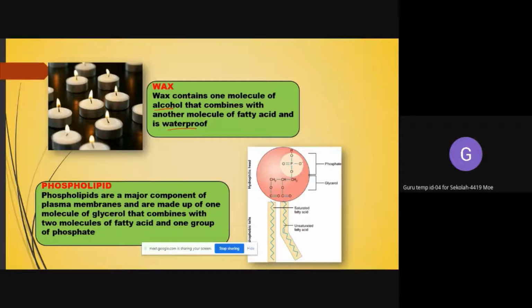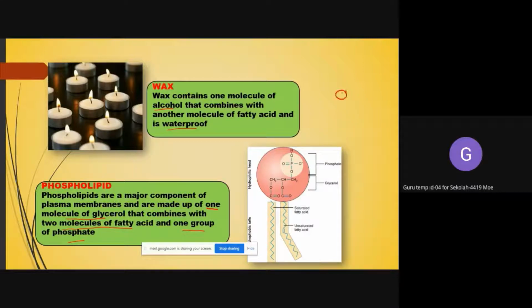Next, phospholipid. Saya harap kamu masih ingat phospholipid ni kita dah belajar waktu chapter 3. Phospholipid ada dalam plasma membrane. So, phospholipids are a major component of plasma membrane and are made up of one molecule of glycerol that combine with two molecules of fatty acid and one group of phosphate.